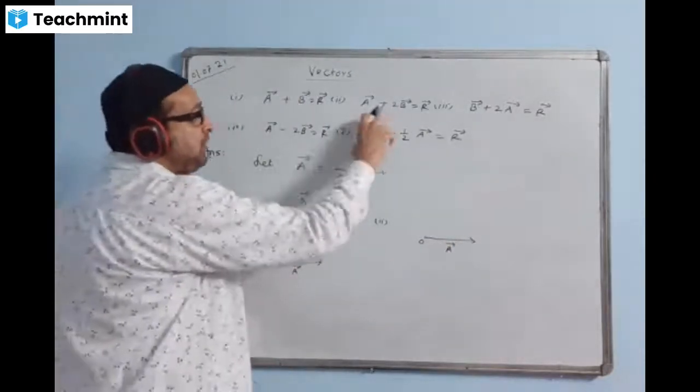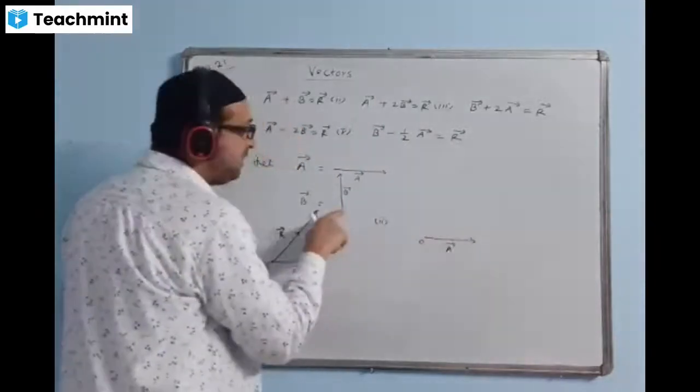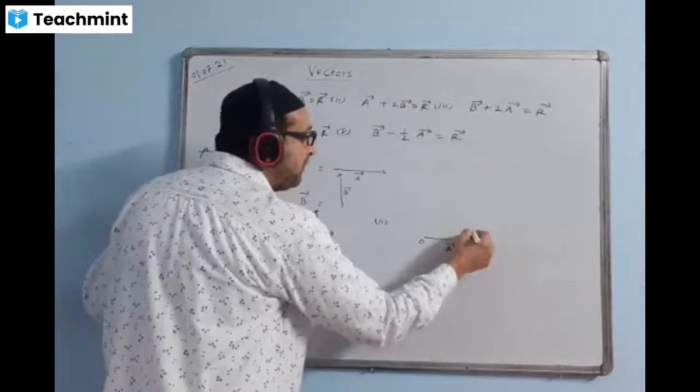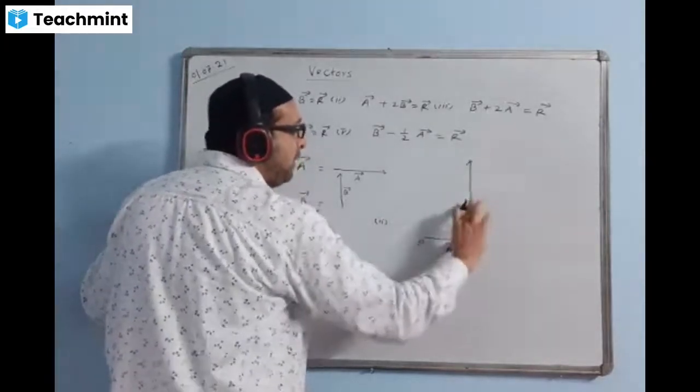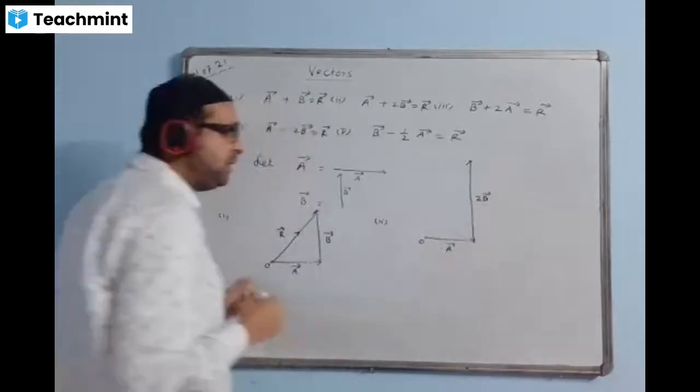B direction we should not change because there is a plus sign. So B direction will remain the same as the original direction, but the size will become double. You have taken 2 centimeters, now you have to take 4 centimeters here. 2 plus 2, 4 centimeters, this is 2B. Like this.